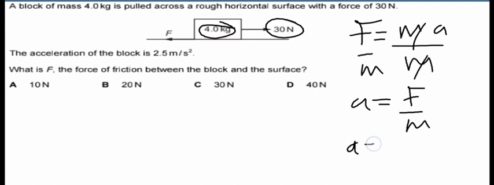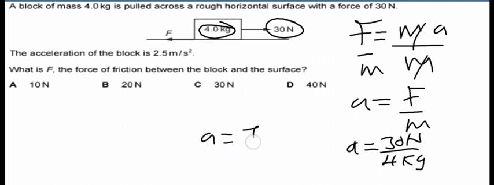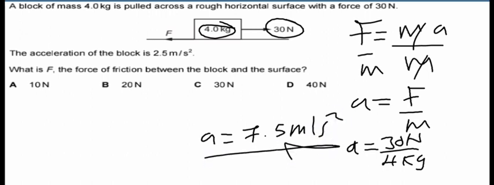So let's calculate the acceleration here. So the force that we have is just 30 newtons divided by 4 kgs. Then the answer for acceleration is just going to be 7.5 meters per second squared. So this one is our acceleration.